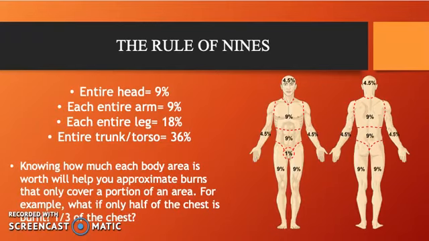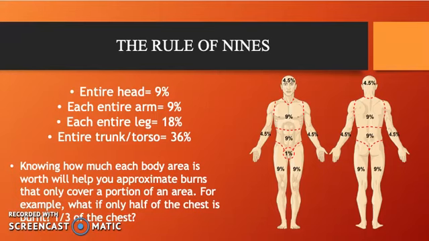So the whole head is 9, each entire arm is 9, each entire leg is 18, and the trunk or torso is 36 in its entirety. If you memorize those, you can figure out the percentage by just thinking, if half the arm is burnt, you just cut 9 in half. So the front half is 4 and a half.